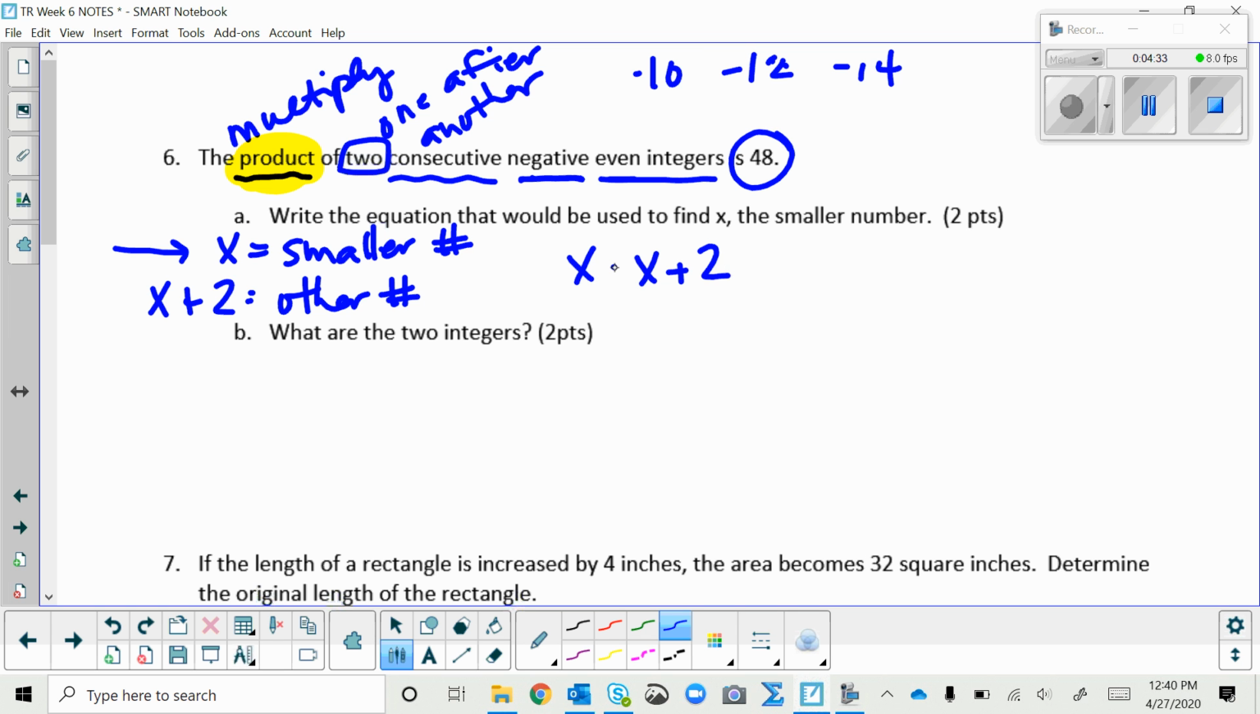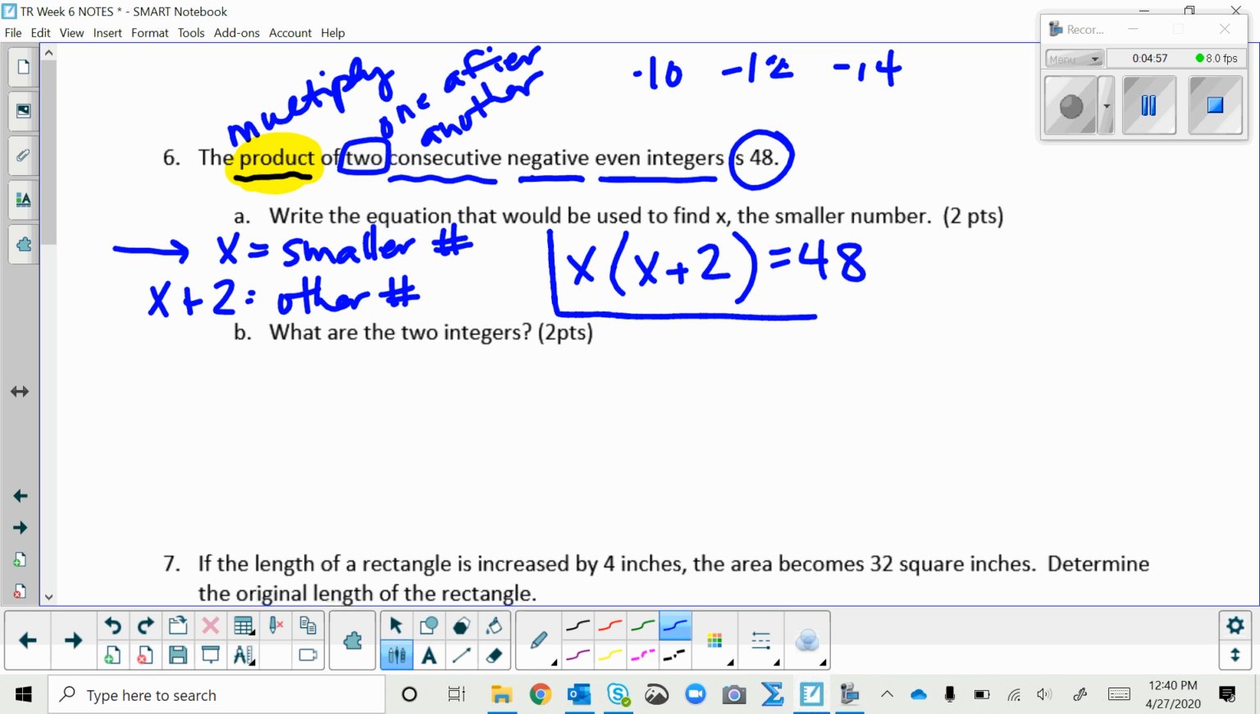But it doesn't look like this. If I only have that dot there between the two x's, that means I'm only doing x times x. I need x times all of x plus 2, so I have to put parentheses there. And I know that when I multiply those, it's going to equal 48. So that's all part A is asking us to do, is to write the equation.